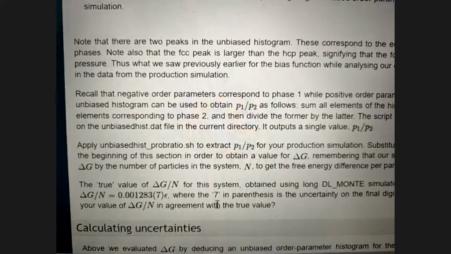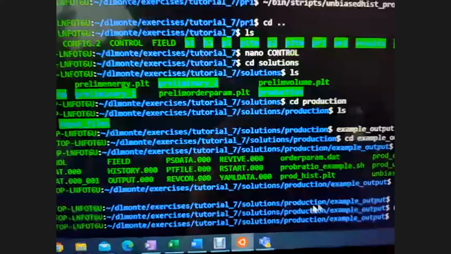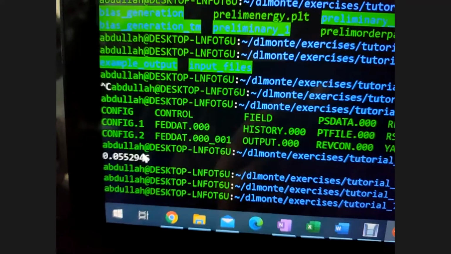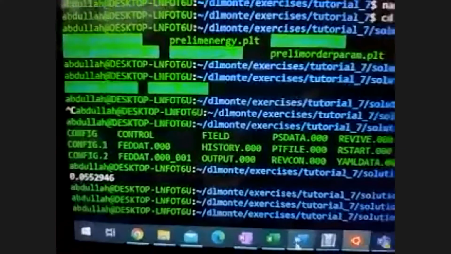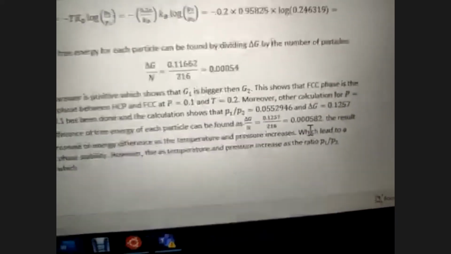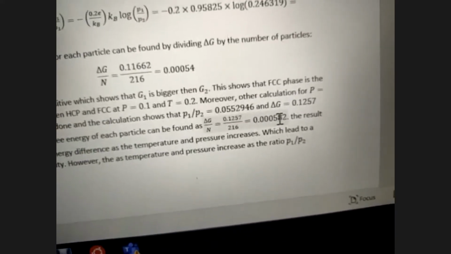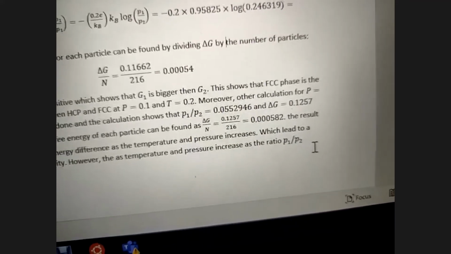I tried to find this number and I couldn't, because when I went to Ubuntu and tried to get the result for the tutorial solution, I got 0.05529 and so on. I tried to use that and calculate it, and I didn't get the same. I got 0.00582, not 0.00128.